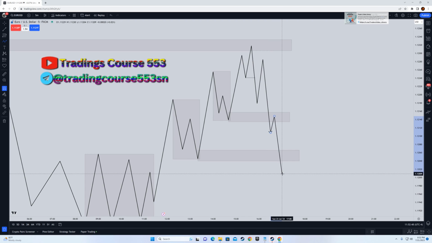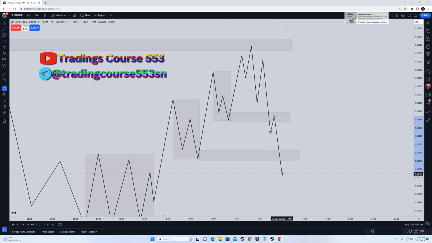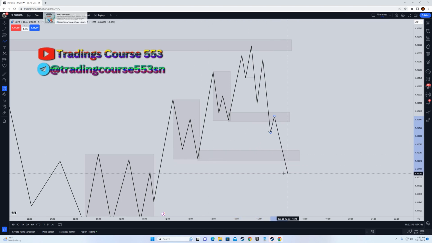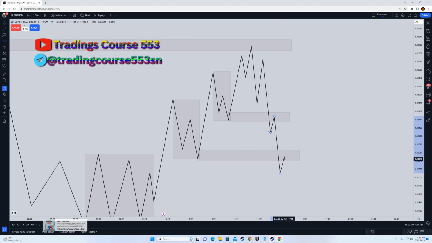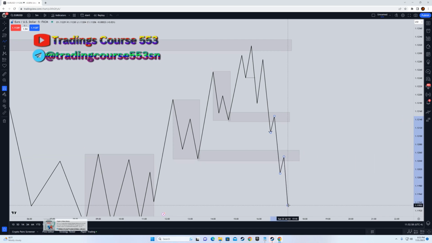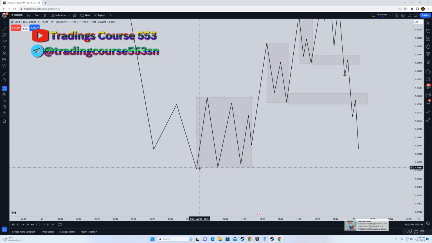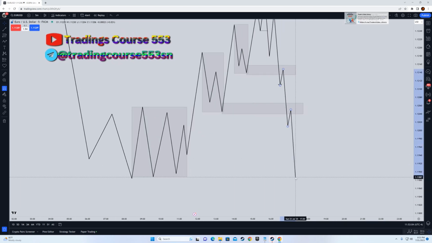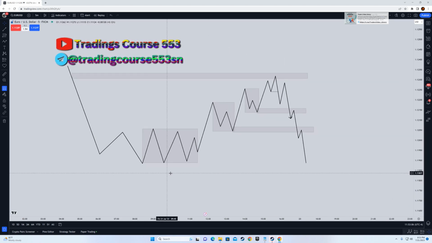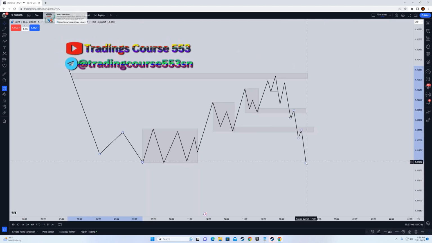Let's say price breaks this mitigation block again, you have a mitigation block right over here. And let's say a fair value gap is formed inside the box, or an order block, you take your entry from there and you keep shorting until this liquidity level is taken out. Until this level, which is the low of the original consolidation, is taken out.